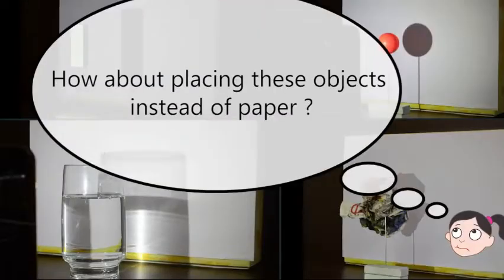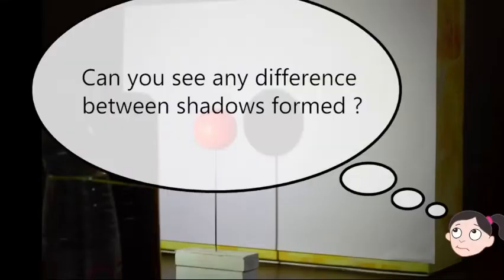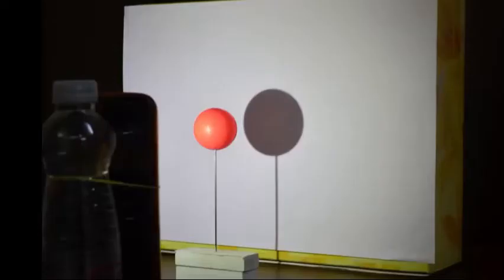How about placing these objects instead of paper? Can you see any difference between shadows formed? Shadows are areas of darkness that form when objects stop light rays from passing through. The light rays cannot travel through the object or go around it, so shadow is formed.